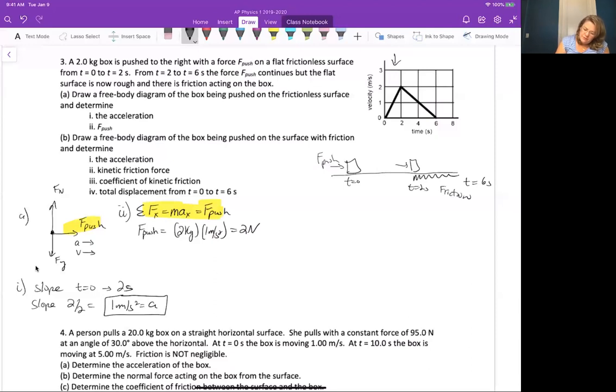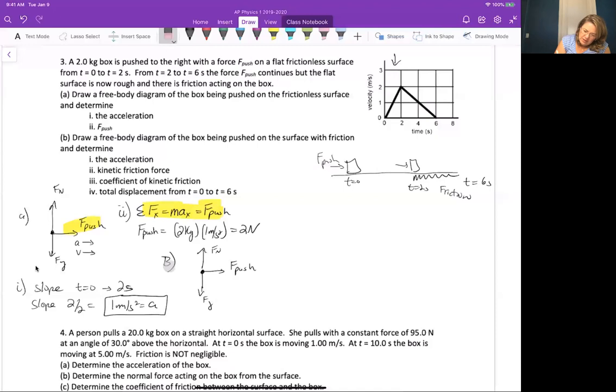Now I'm into part B. Draw a free body diagram of the box being pushed on the surface with friction. All right, so they told me that I have this force normal. I have force of gravity. The force of the push is the same, so I'll have the same length.